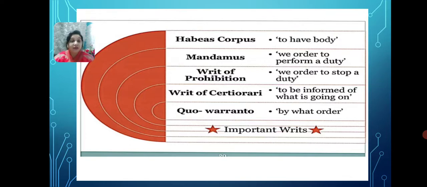Okay, next is the writ of certiorari. Learn the spelling clearly. Writ of certiorari. Okay. Now what is this? This is also an information, that is to be informed of what is going on. Okay. That is, this writ is issued again by the superior court to the lower court to a judicial authority desiring to be informed of what is going on. Means as per the writ of certiorari, it must be informed.